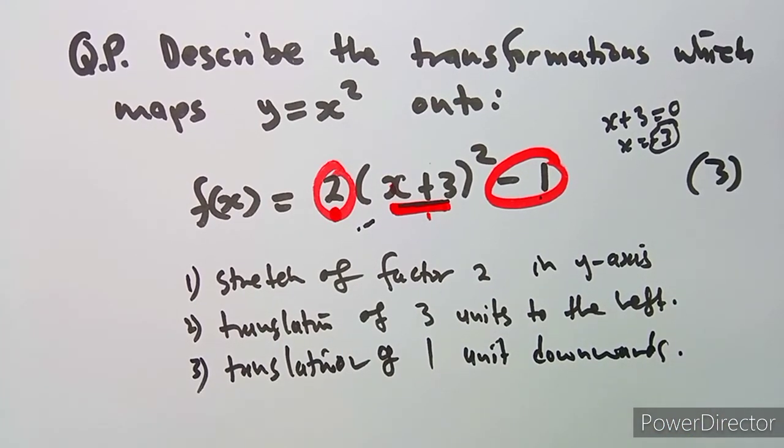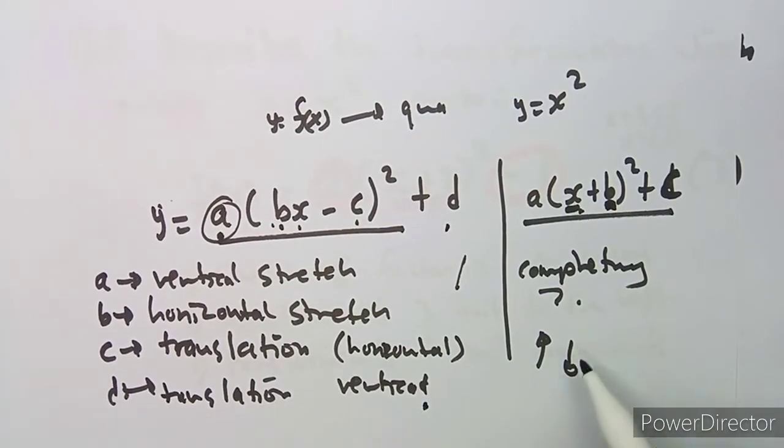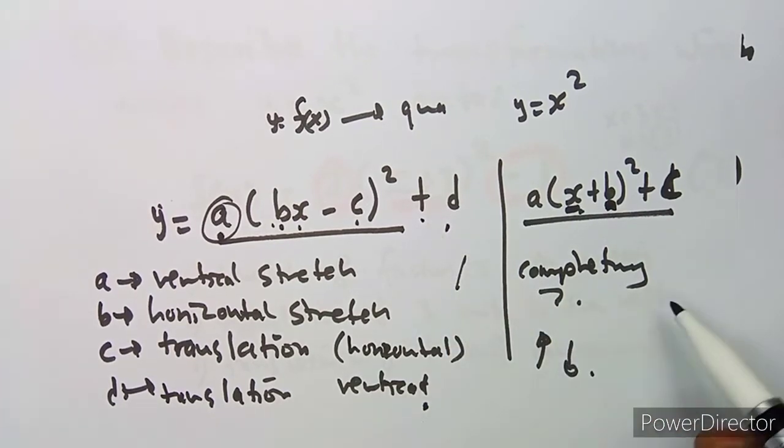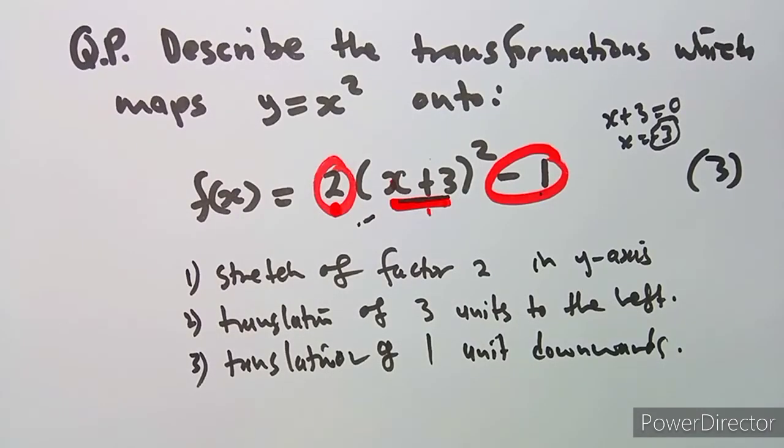Just like what we said here, the d here is a translation in the vertical. So vertical, it's either going up or down. If it is positive, it goes up. If it is negative, it goes down. So that's it, guys, this is how they just ask these questions and so forth.